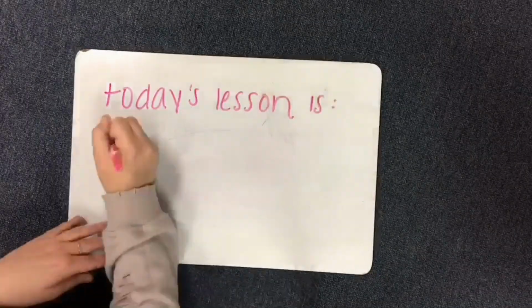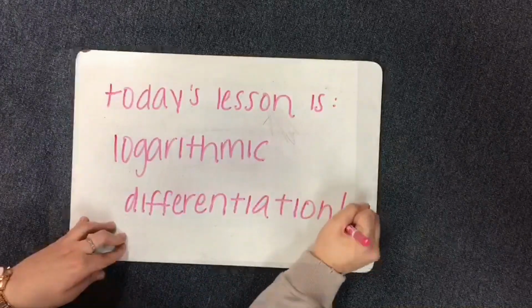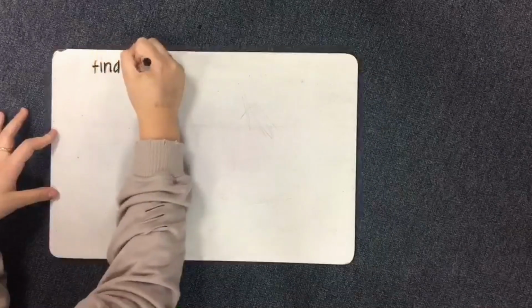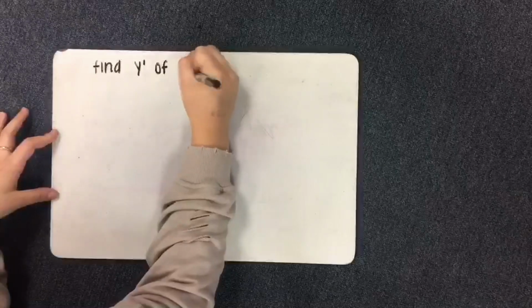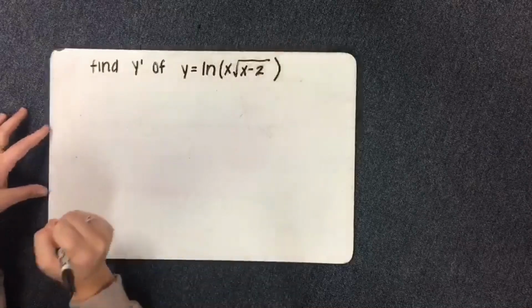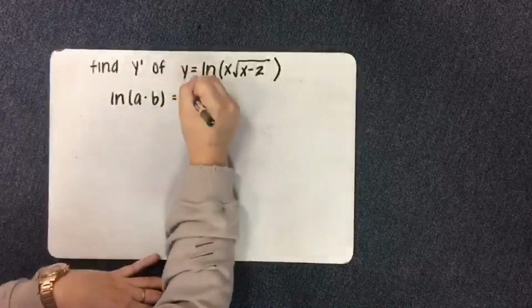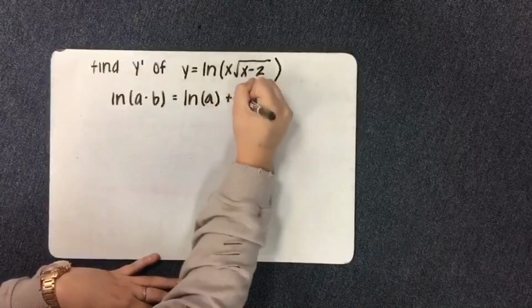In today's lesson, we're going to learn about logarithmic differentiation. First, we will be solving y equals ln of x times the square root of x minus 2. Begin with separating the natural log.